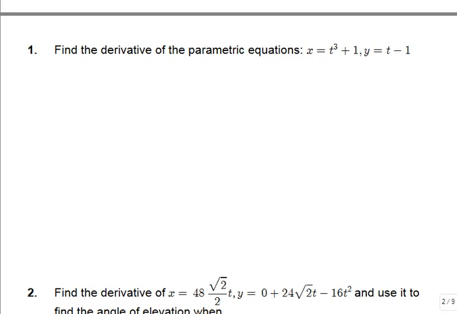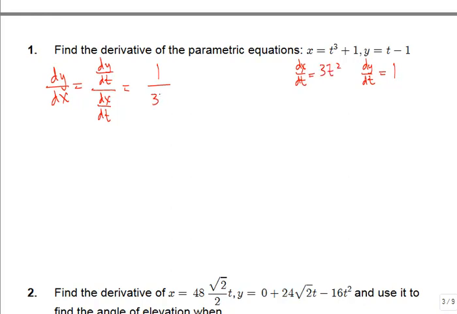So let's find the derivative of the parametric equations x equals t cubed plus 1 and y equals t minus 1. So our definition is that dy dx is going to be dy dt over dx dt. So in this problem, if our y is equal to t minus 1, then that means dy dt is just the derivative of t, which is 1. So this numerator is a 1. And if x is t cubed plus 1, then that means dx dt is going to be 3t squared. So our denominator will be 3t squared, so the overall derivative is 1 over 3t squared.